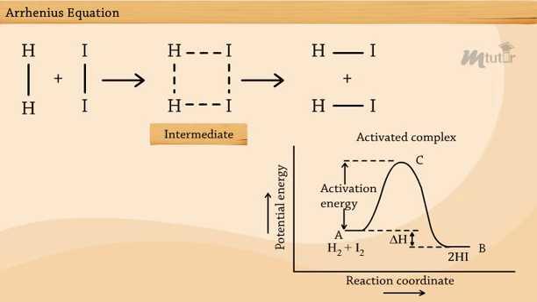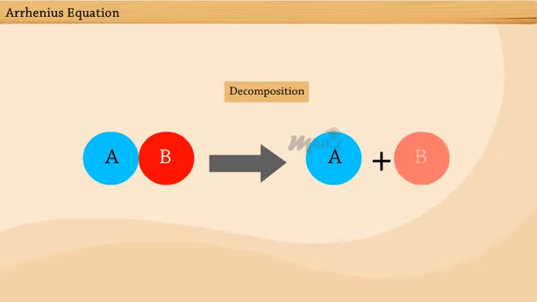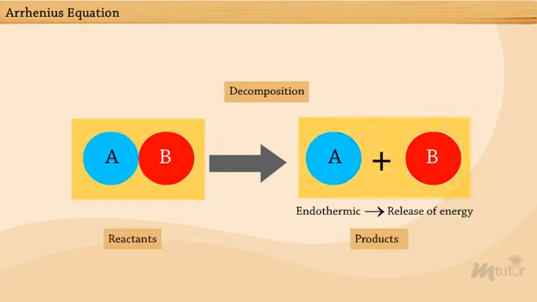In this graph, the reaction coordinate represents the profile of energy change when reactants change into products. Decomposition reactions are always an endothermic process, which means there will be the release of energy. And the final energy of the reaction depends upon the nature of the reactants and products.